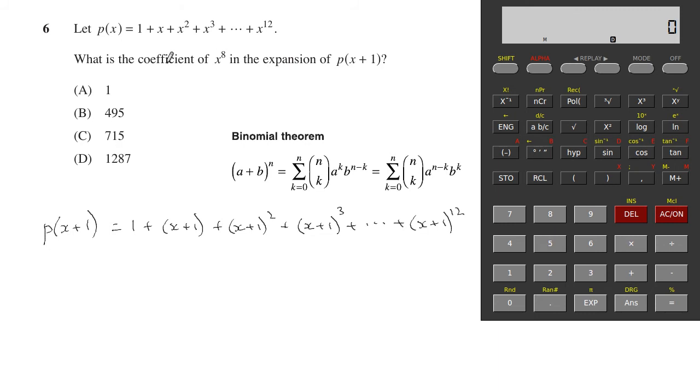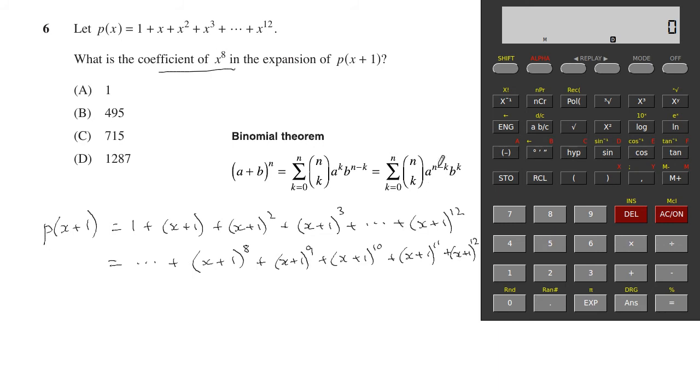And we're interested in the coefficient of x to the 8. So we actually don't care about all these earlier ones because they're not going to give any x to the 8 terms. And the first one that we're interested in is the x plus 1 to the 8, and then to the 9, and 10, and 11, because those are the ones that are going to give x to the 8 coefficients.